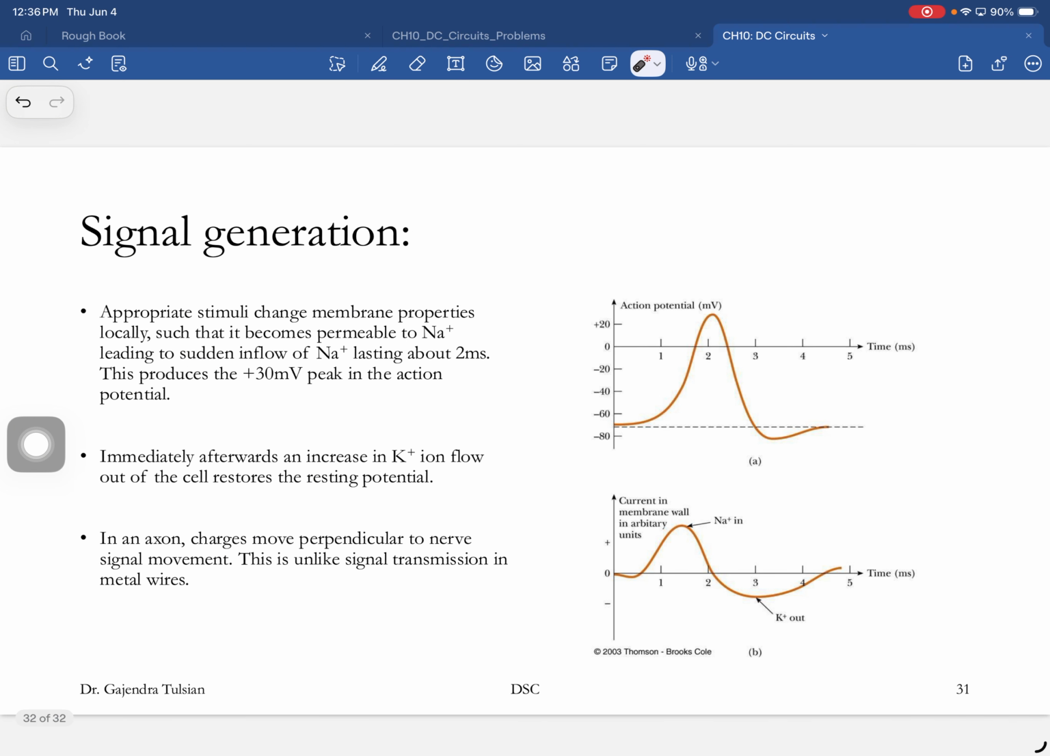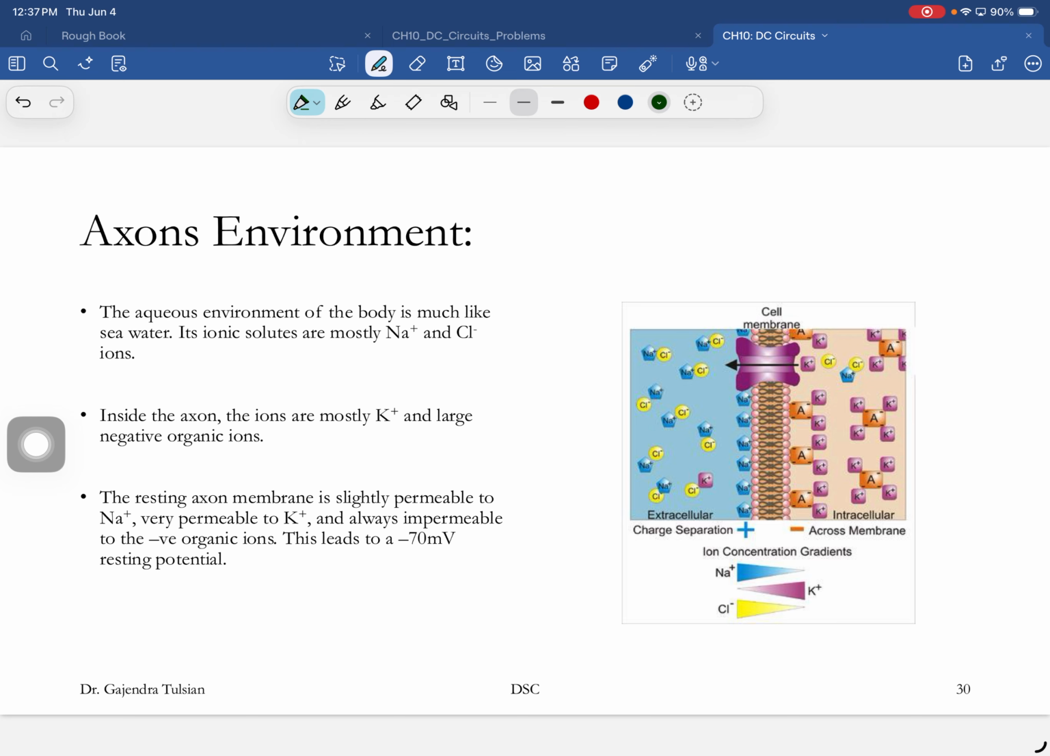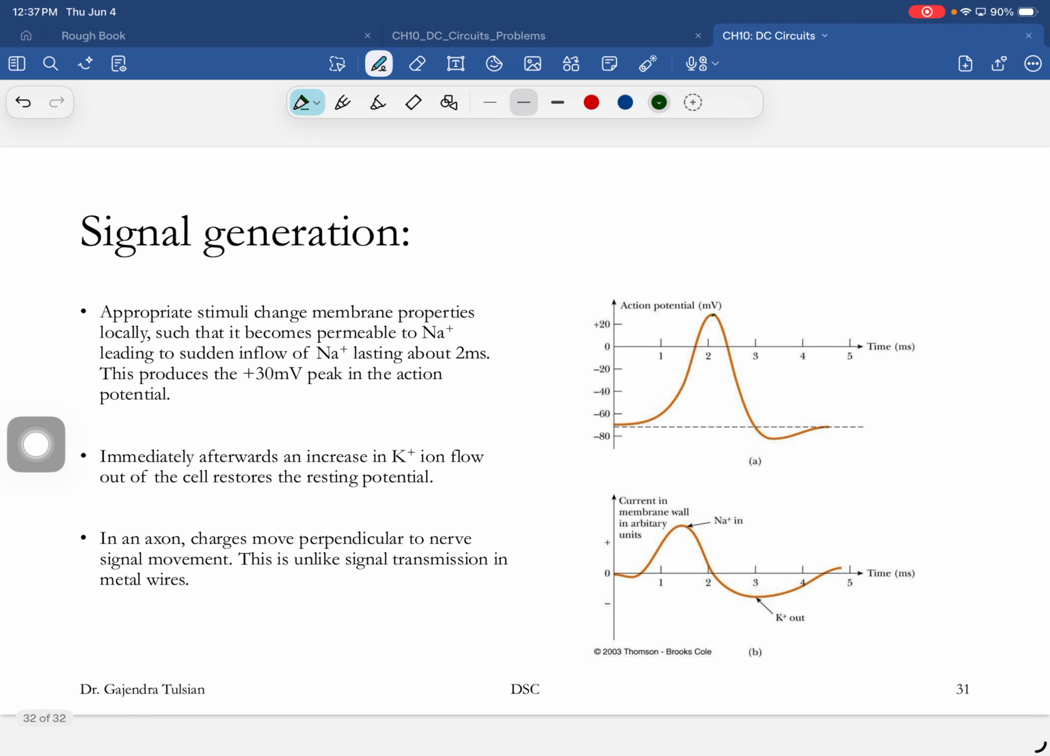So you change the membrane property, sodium ions flowed in, and the potential went to 0, or it went to plus 20 millivolts. Once sodium ions come in, it has become plus 20, and so it'll force out more potassium ions. And so near that region, the potential goes back. All this happens very fast, within 3 milliseconds. This is a nerve impulse.